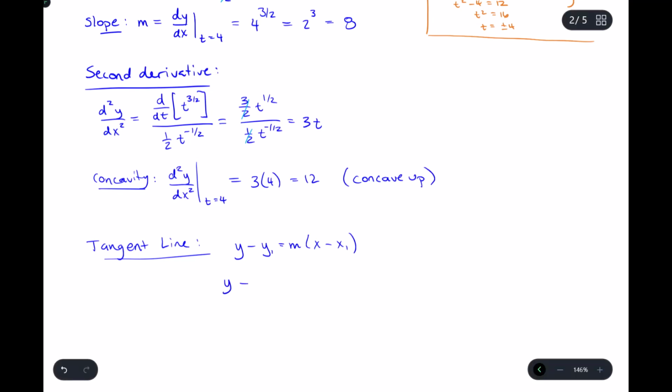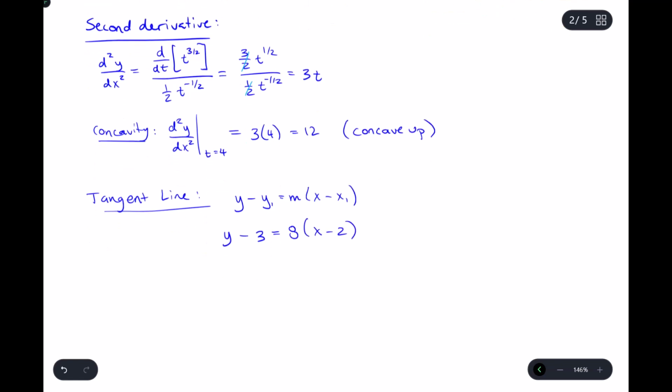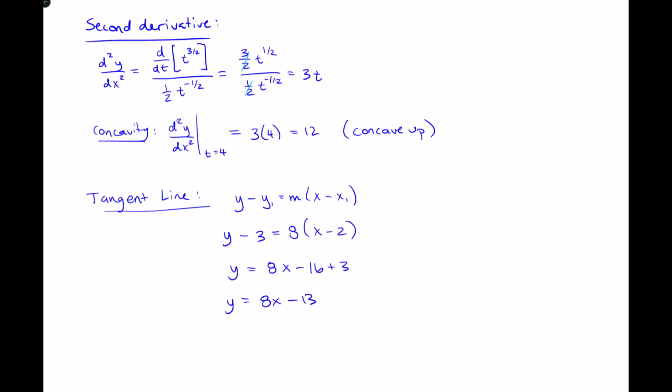So the y value of the point in question is 3. The slope was 8, and the x value was 2. And if we simplify this, we would have y equals 8x minus 16 plus 3, or y equals 8x minus 13. And just to show you that this does work out the way that we expect it to, let's take a look at everything on a graph.